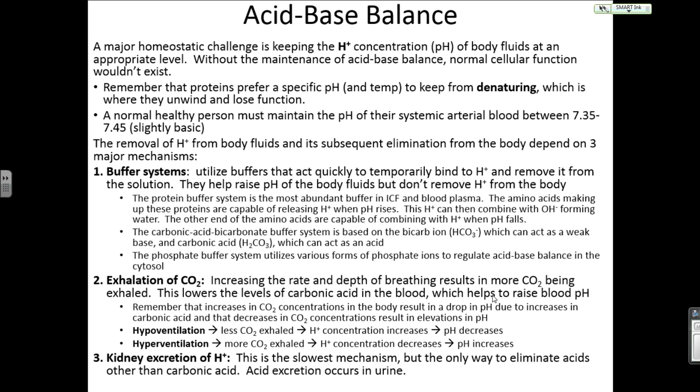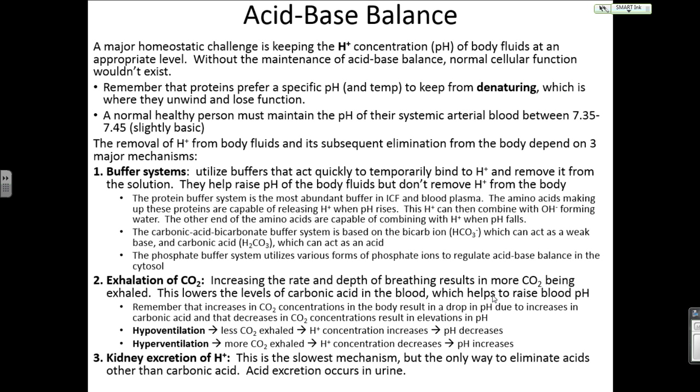The carbonic acid-bicarbonate buffer system we've talked about before is based on the bicarbonate ion and carbonic acid, which obviously is an acid. Okay, we can control those levels based on the pH of the body. And then the phosphate buffer system utilizes various phosphate ions, regulating acid-base balance in our cytosol.